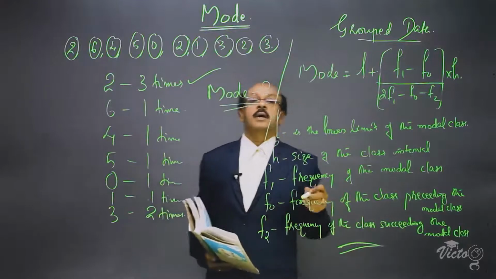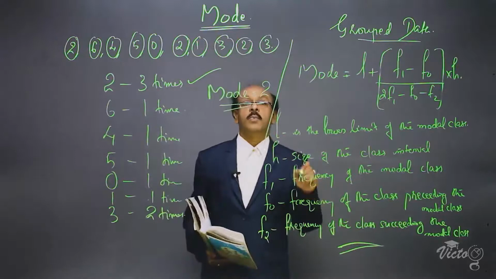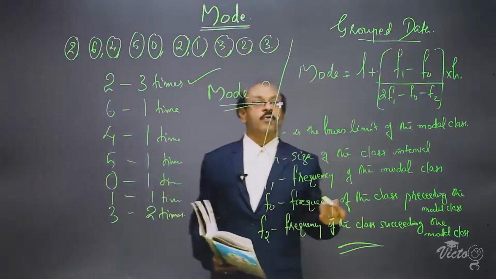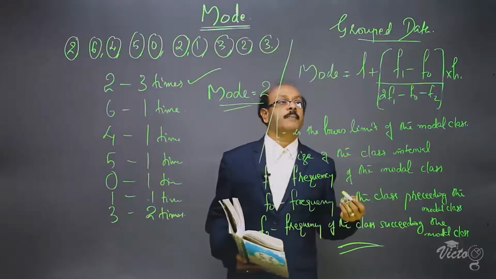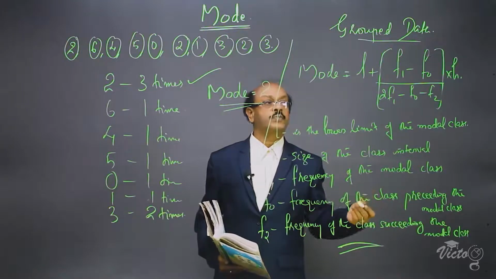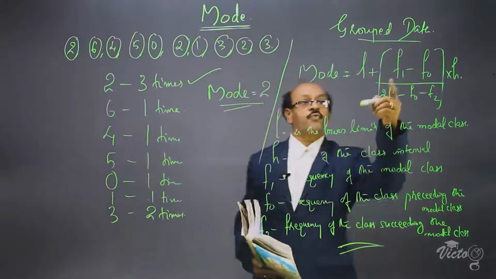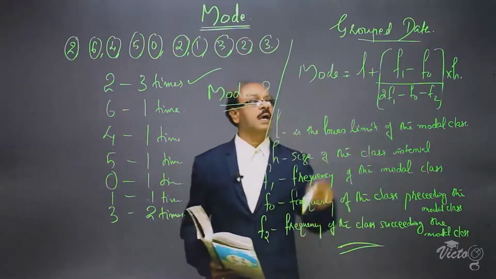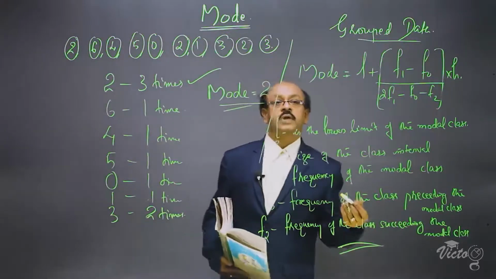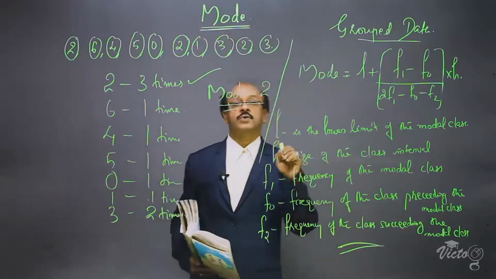Mode. The next measure of central tendency we have to study is mode. Mode means most frequently occurring observation or data. The formula for finding the mode is L plus F1 minus F0 divided by 2F1 minus F0 minus F2, into H, where L is the lower limit of the modal class, F1 is the frequency of the modal class, F0 is the frequency of the class preceding the modal class, F2 is the frequency of the class succeeding the modal class, and H is the size of the class interval.